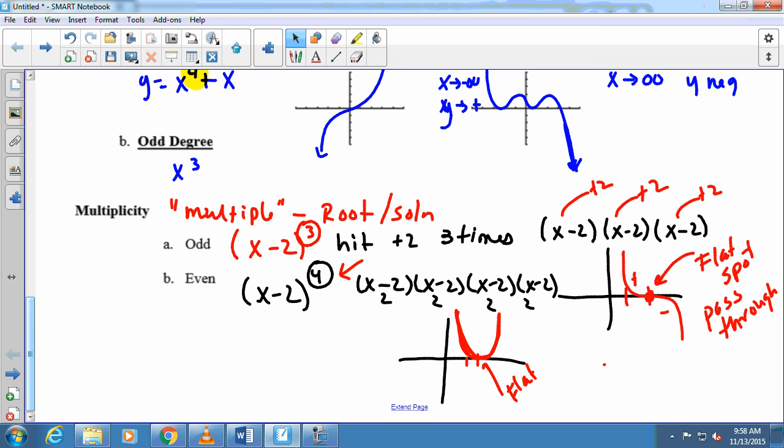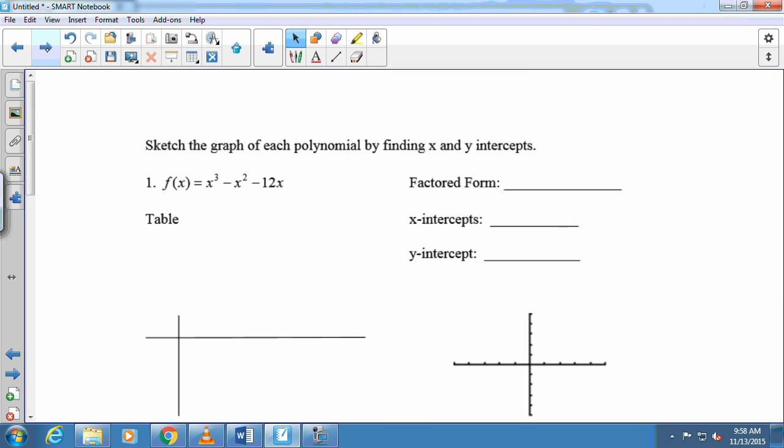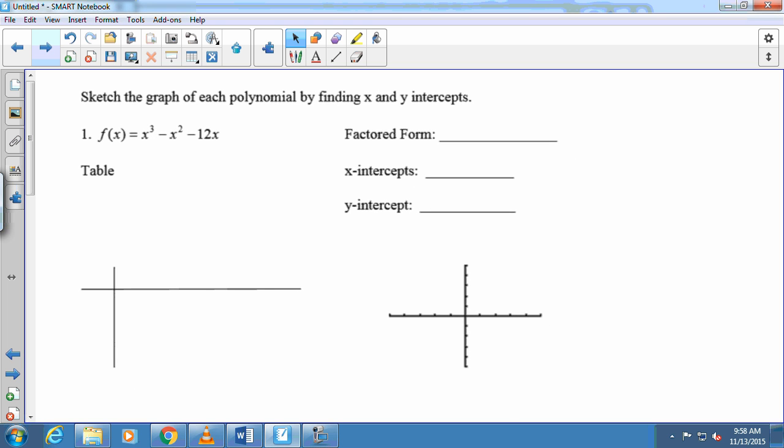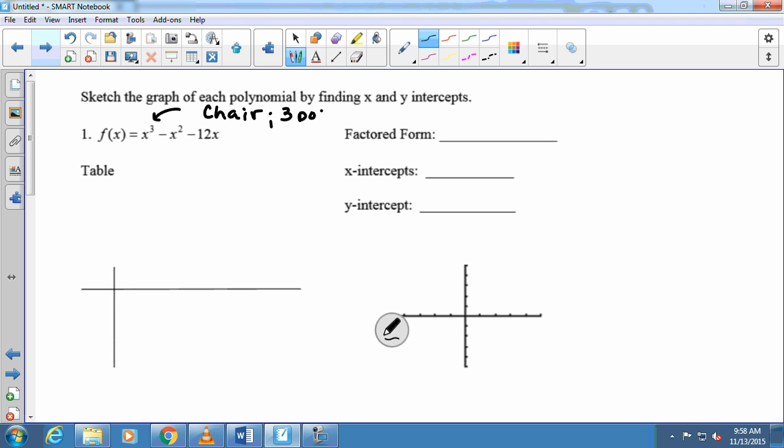So what we've got to do is put all of these things together so that we can graph a polynomial that looks like this. Just thinking about it before I begin, this is my clue right here. I know because it is an odd power, it's going to be those things that we've been calling a chair. I know that I'm going to have 3 possible solutions or roots. I know that because of that power of 3.